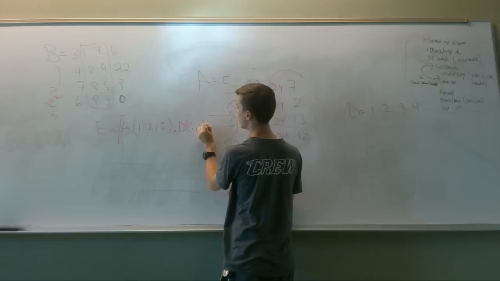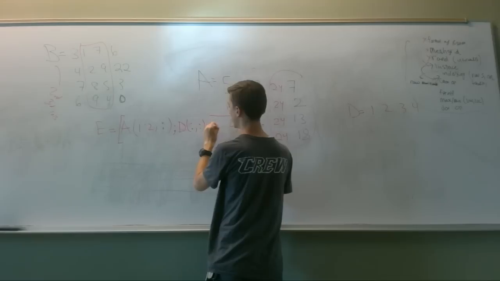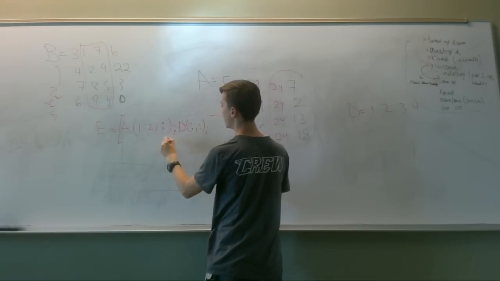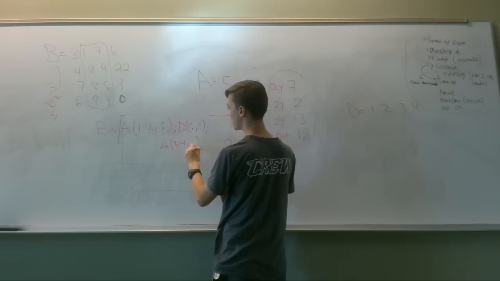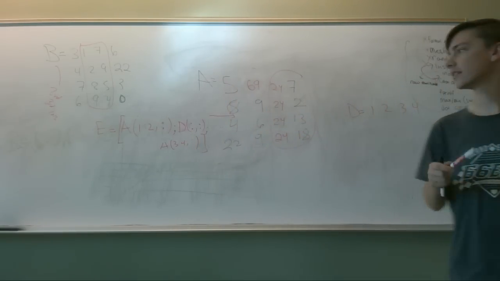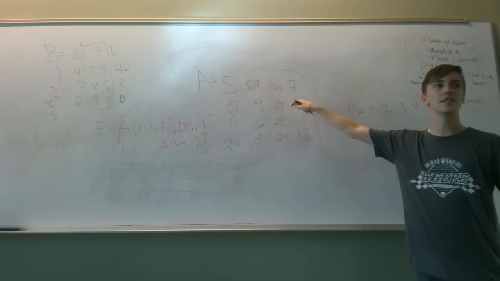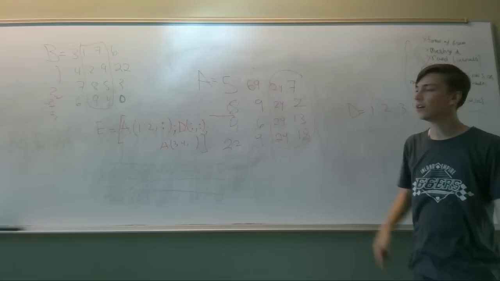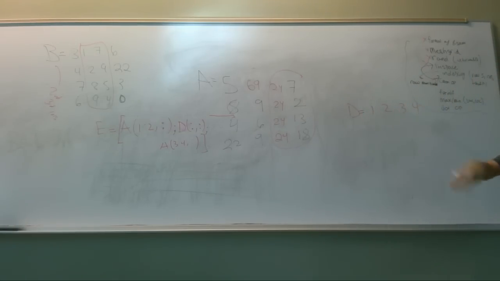All rows, all columns. And another semicolon, and then A, and you'll say 3 to 4, all columns. Close your brackets. So right there you added D into the middle. So now D is going to be right here, and E is going to be a 5-row by 4-column matrix with D inside of it.